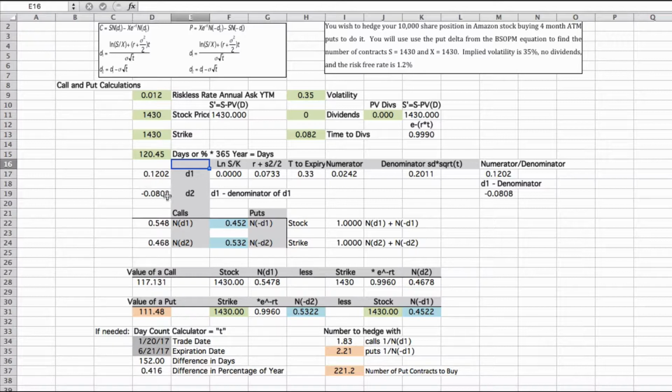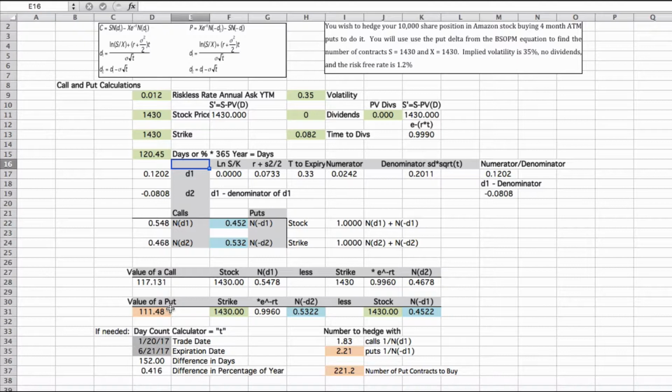So now we have D1, D2. We're going to price the put. So up here in the put formula, we need the normal probability distribution of negative D2 against a strike, negative D1 against the stock price. So easy enough to do. You find 0.452 for negative D1, 0.532 for negative D2.